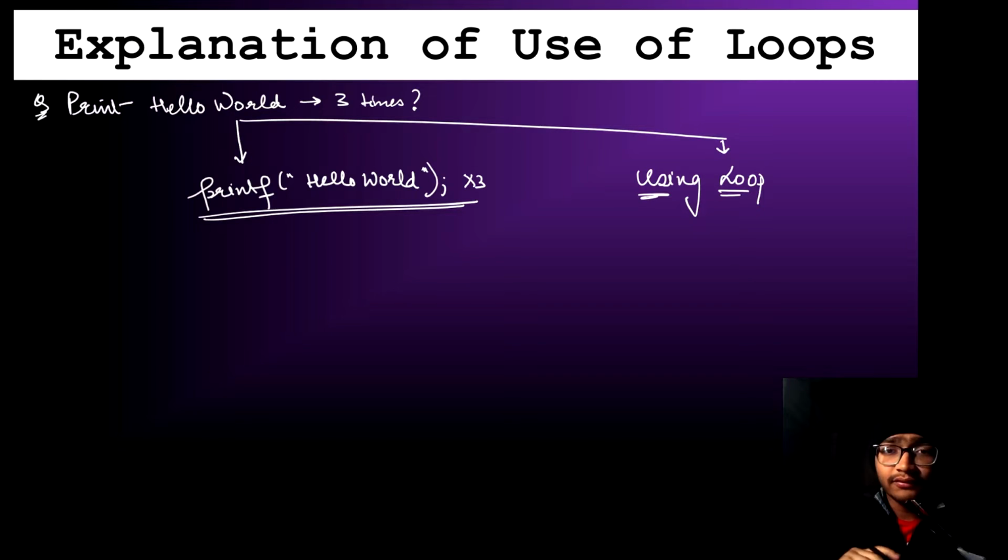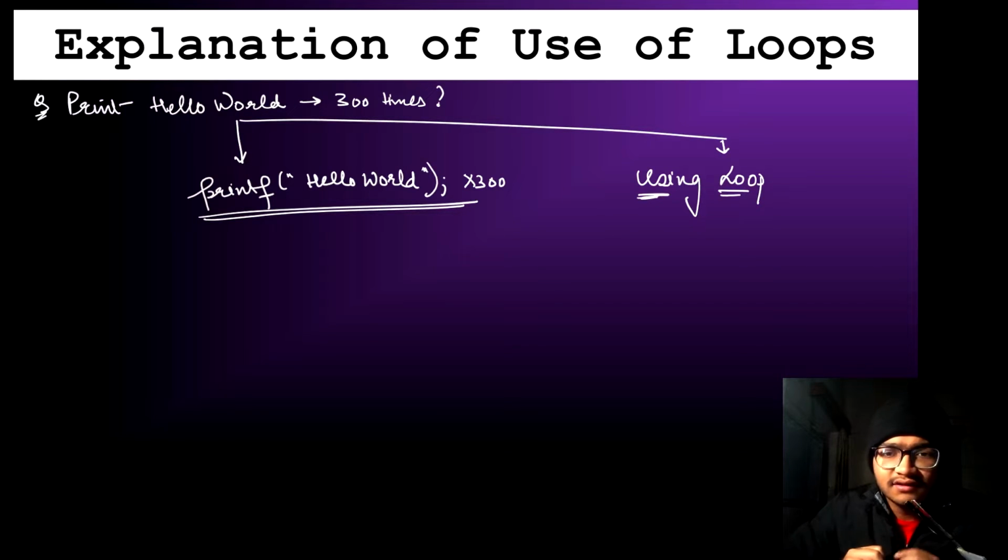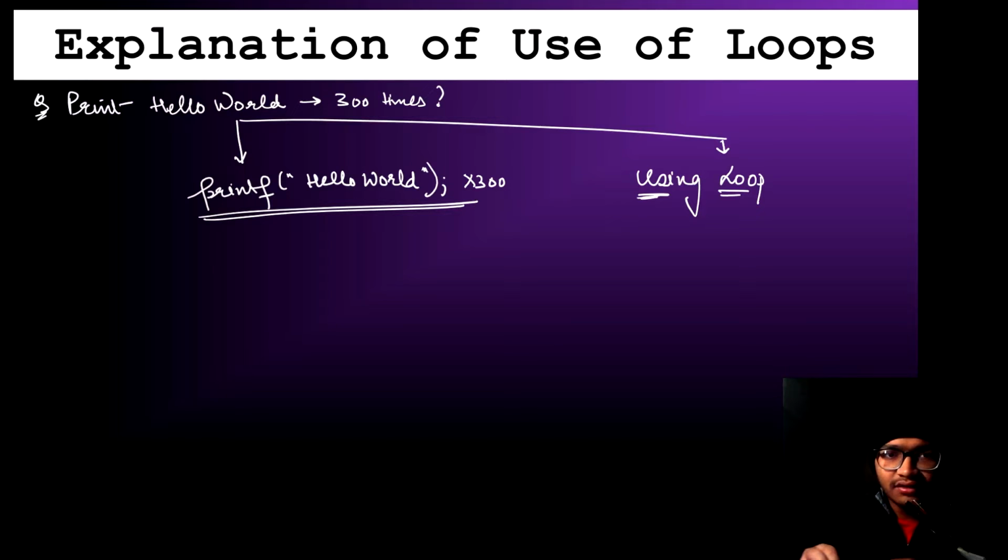Now suppose I tell you to print hello world 300 times. So let's change this 3 times to 300 times. What will be the process for that? There will be two ways again. One will be printf hello world 300 times, writing printf hello world 300 times, and another way is using loops. Now answer me a question. Is it convenient to write a program which just prints hello world 300 times using more than 300 lines of printf?